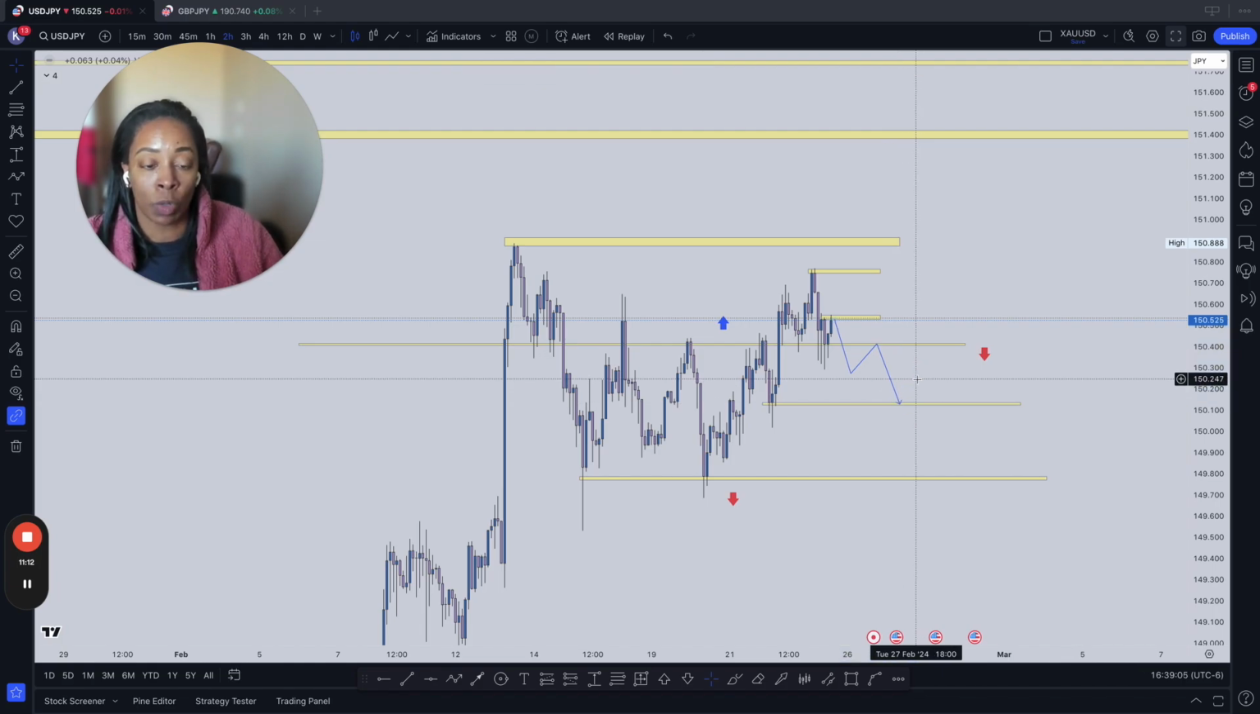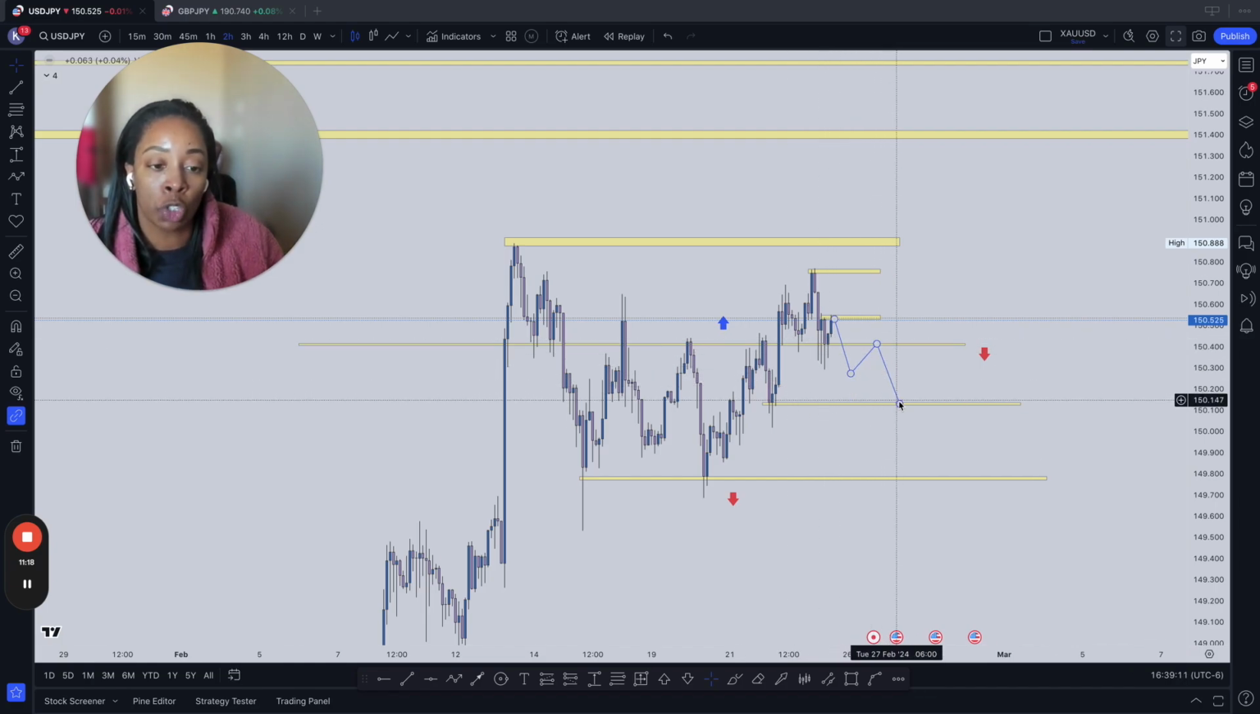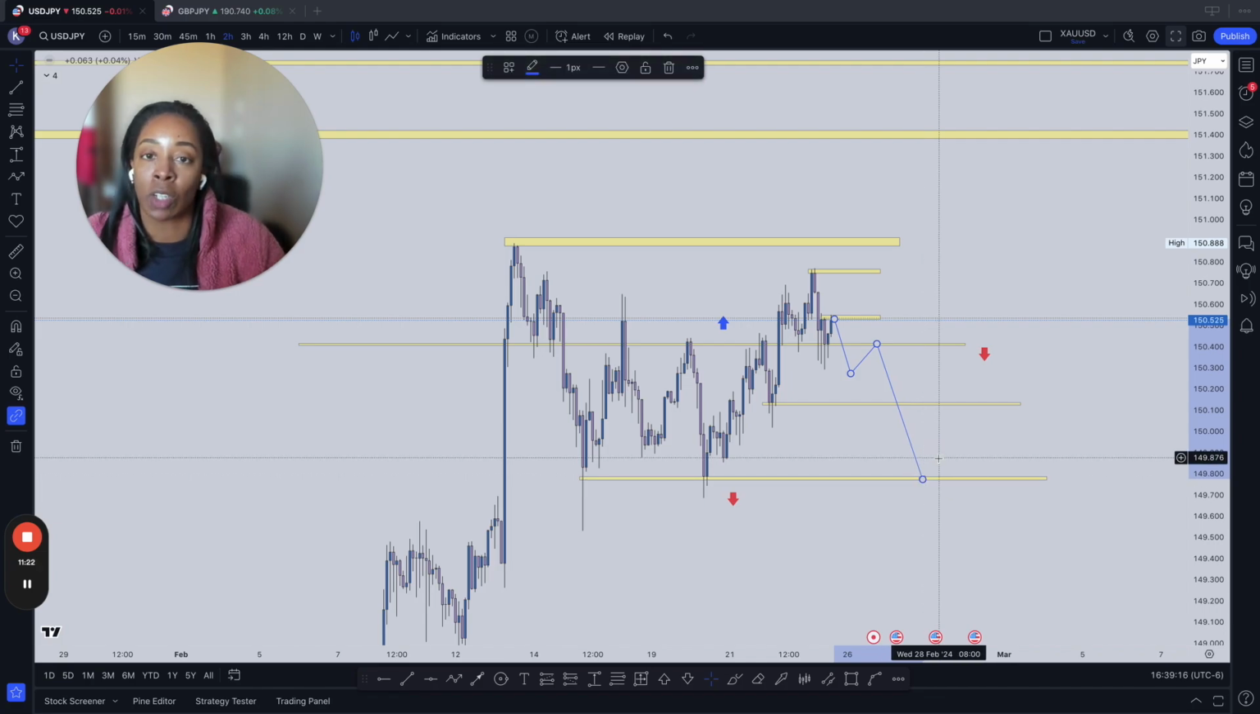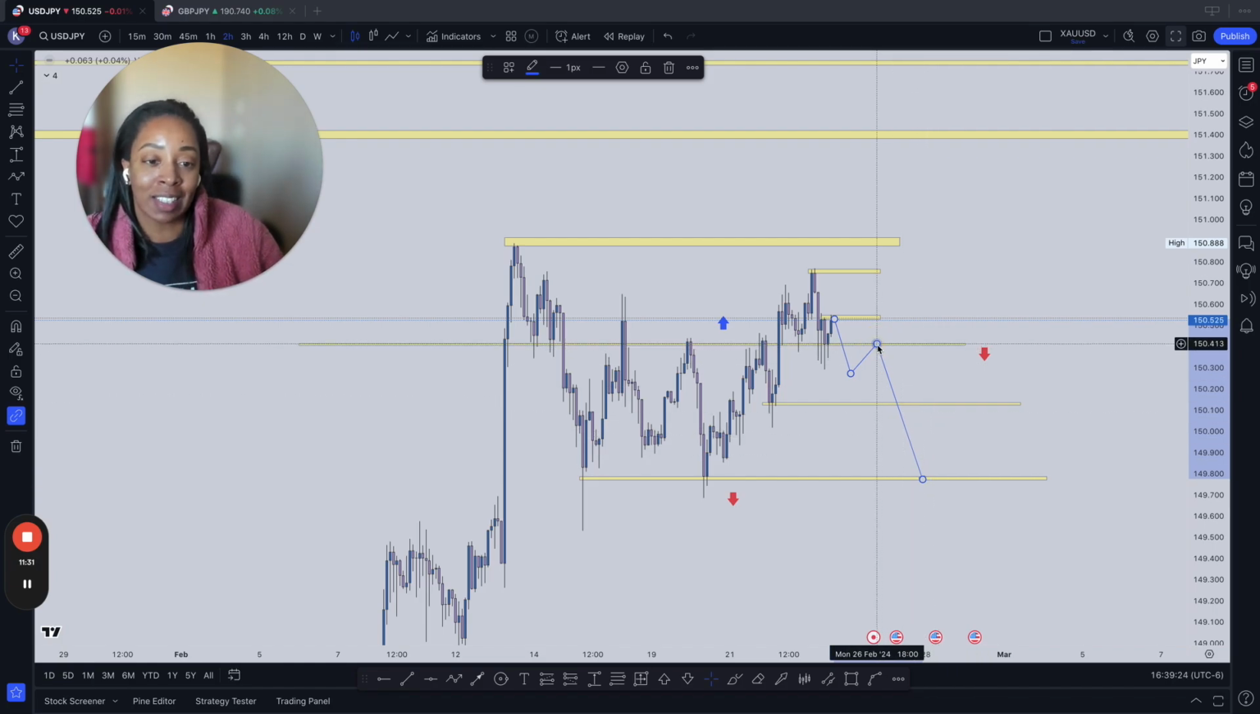That is a trade idea, and I could take it. Theoretically, I could. This is a nice little range, and then price has the potential to come down here. It just all depends on what's happening in the market. And at this point, no one knows. So this is a trade idea I could have.